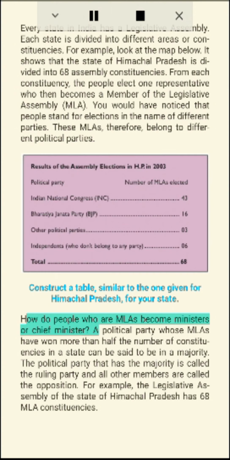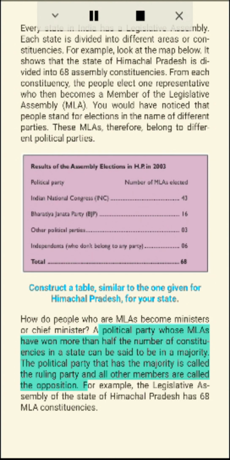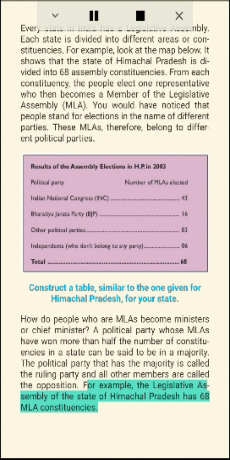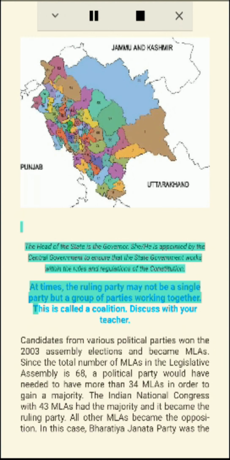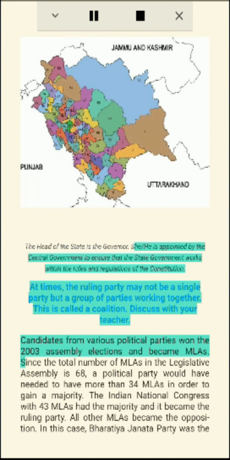How do people who are MLAs become ministers or chief minister? A political party whose MLAs have won more than half the number of constituencies in a state can be said to be in a majority. The political party that has the majority is called the ruling party, and all other members are called the opposition. For example, the Legislative Assembly of the state of Himachal Pradesh has 68 MLA constituencies. The head of the state is the governor. He is appointed by the central government to ensure that the state government works within the rules and regulations of the Constitution. At times, the ruling party may not be a single party but a group of parties working together. This is called a coalition.